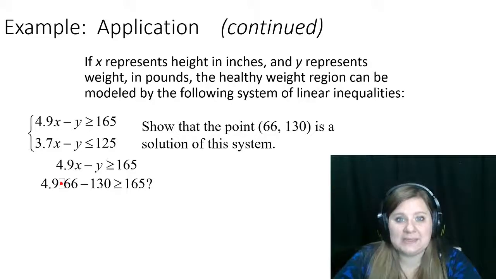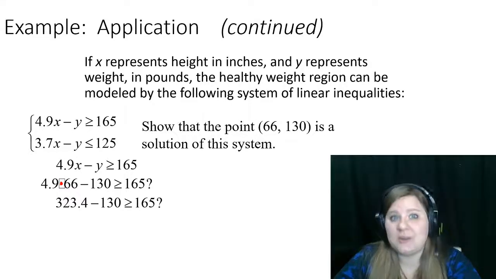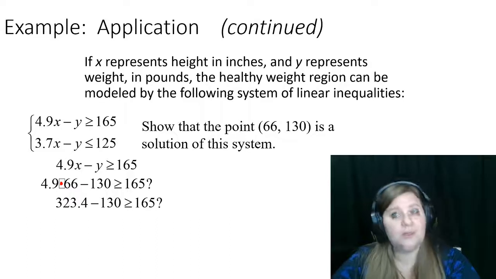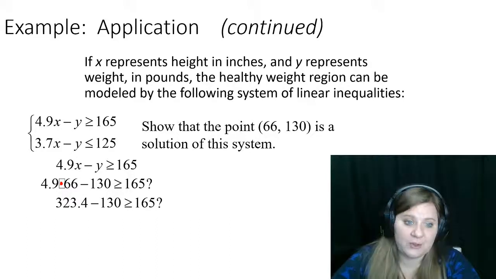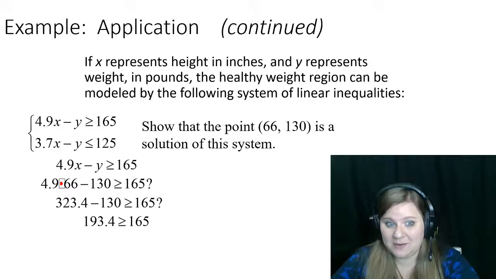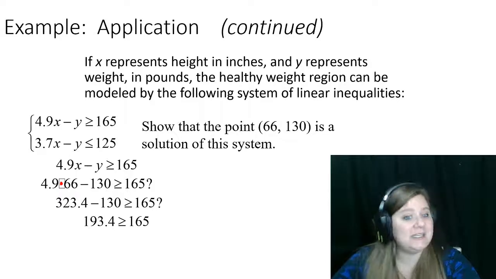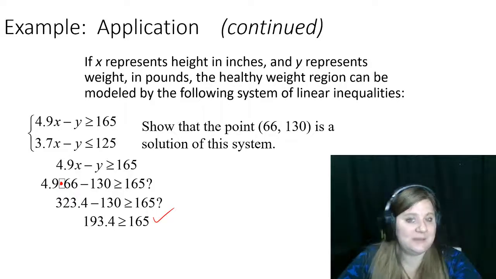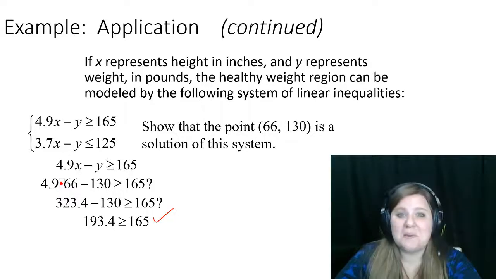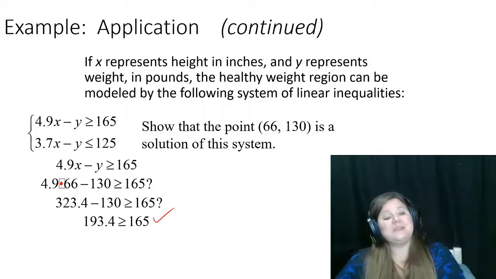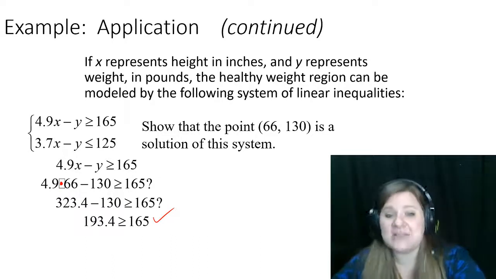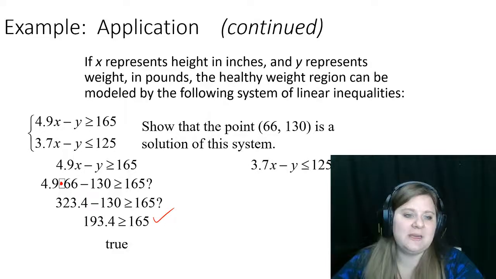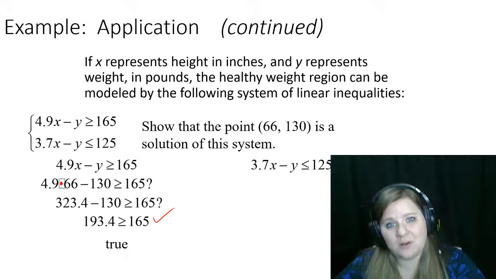So 4.9 times 66 is 323.4. 323.4 minus 130 is 193.4. And that is indeed greater than or equal to 165. But remember, in order for it to be a solution to a system of any sort, it has to be true for both. So we need to also plug it into our second inequality.